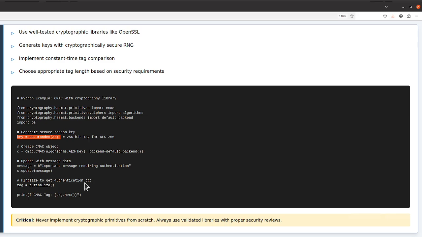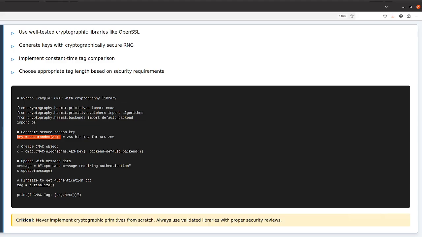Never use simple byte-by-byte comparison that exits early on the first mismatch, as this creates timing side channels. Choose an appropriate tag length based on your security requirements. While CMAC produces a full block size output, you can truncate it. Common lengths are 64, 96, or 128 bits. Longer tags provide stronger security against forgery attempts, so don't truncate more than necessary. Be careful with tag truncation in environments where the attacker can observe many authentication attempts.